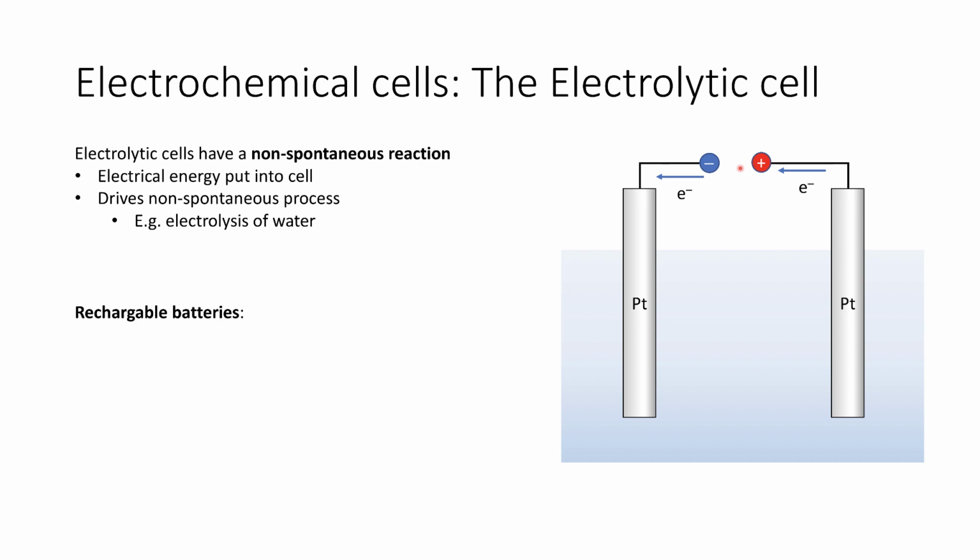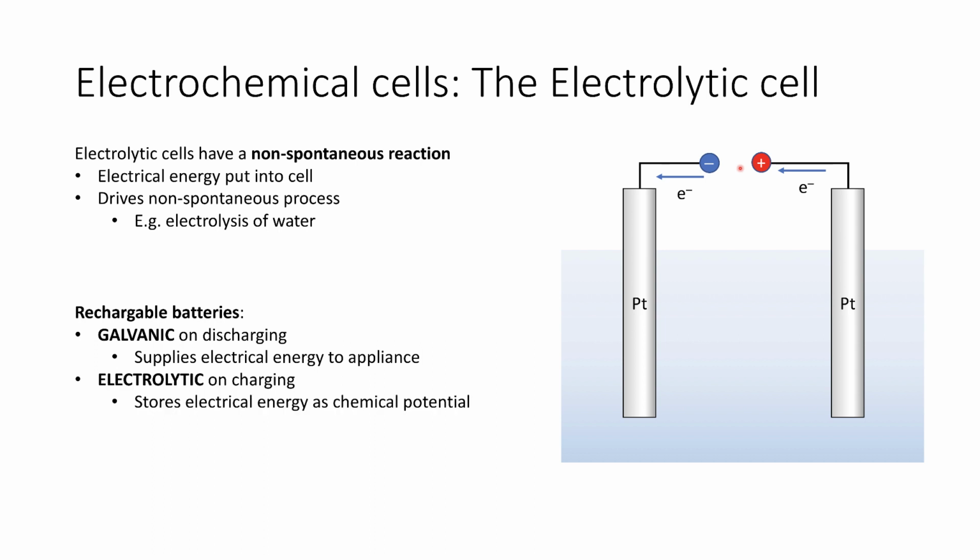Rechargeable batteries are an example of something that behaves as both types of cell. A rechargeable battery is galvanic on discharging, so it's supplying electrical energy to the appliance, using that chemical energy to generate the electrical potential. But when we want to put energy back into it for storage, it becomes electrolytic as we charge it. So it stores that electrical energy as chemical potential.